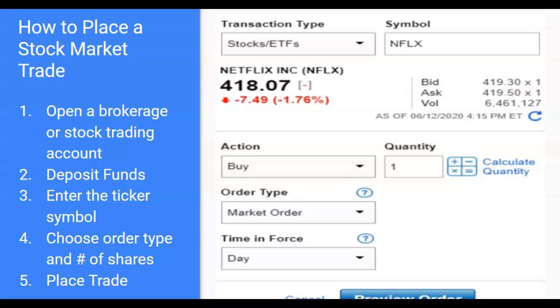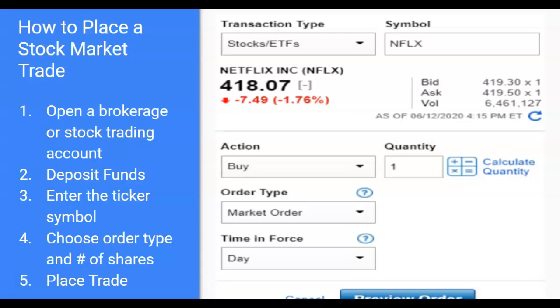Second thing is you want to deposit funds. So you obviously need money to trade. You can start off with $100 if that's all you can afford. I would say at least try to put at least $1,000 in there. But for some of you guys, I know you have a lot of money saved up. So, you don't want to invest with money you can't lose. But if you have some money saved up, put $5,000, $10,000, $20,000 in there. The more you put in there initially, the easier it's going to be to grow your money over the long run. So now you want to enter the ticker symbol.